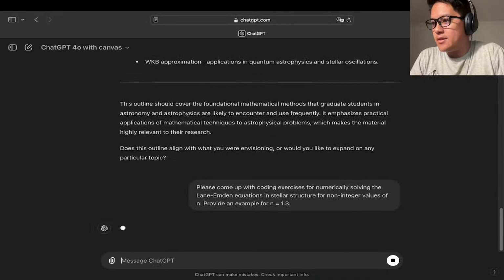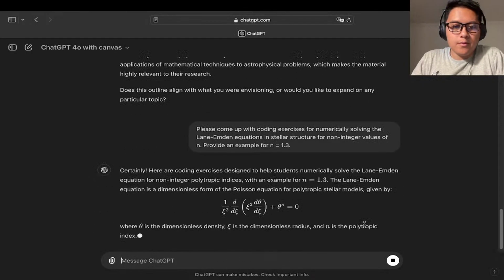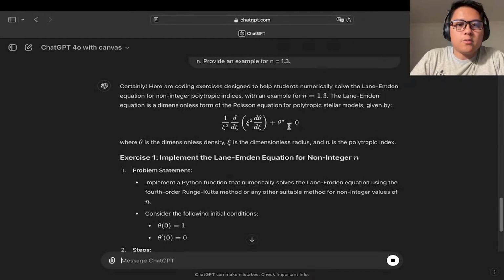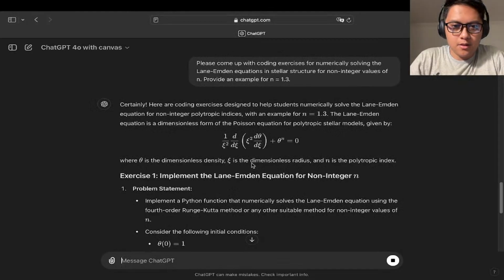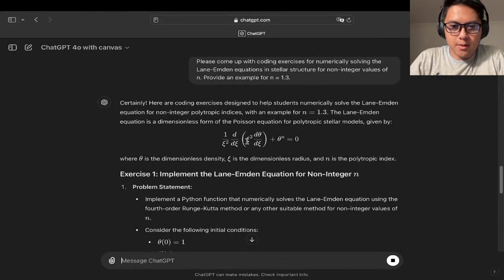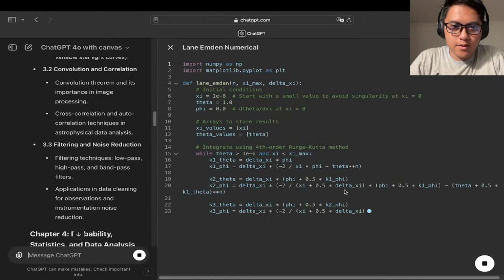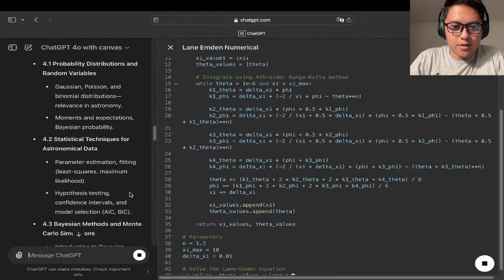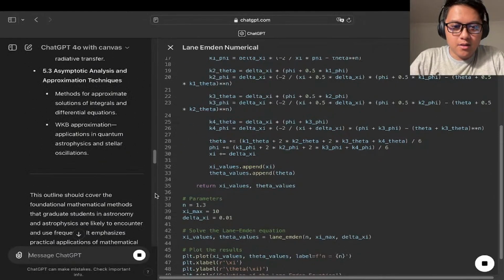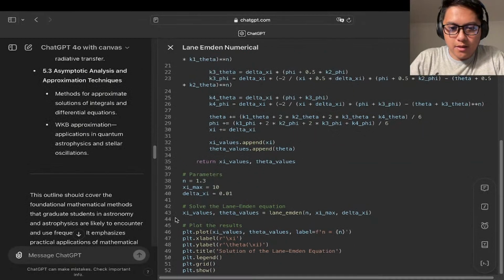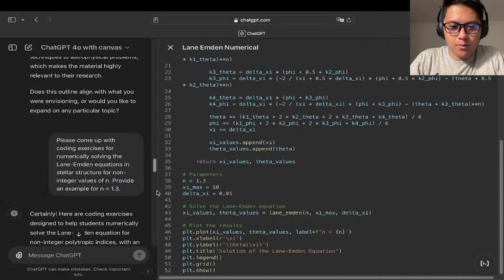Now I can see you guys. I can see you. Let's see here. Here are coding exercises. So this is the Lane-Emden equation. Whoa. That is cool. Look at that. Pretty rad. All right, let's take a look at how it looks in Colab, and then we'll go from there.